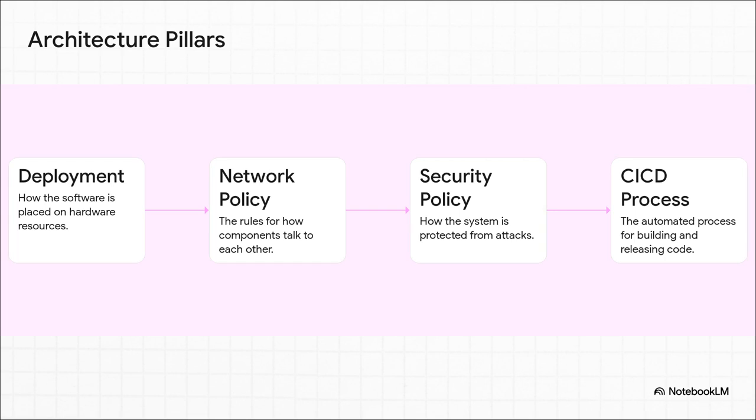Deployment is basically where the house gets built, on what servers. The network policy sets the rules for who can go into which rooms. The security policy is all the locks on the doors and windows to keep it safe. And the CI/CD process, that's the automated factory line that builds and updates the house quickly and reliably.